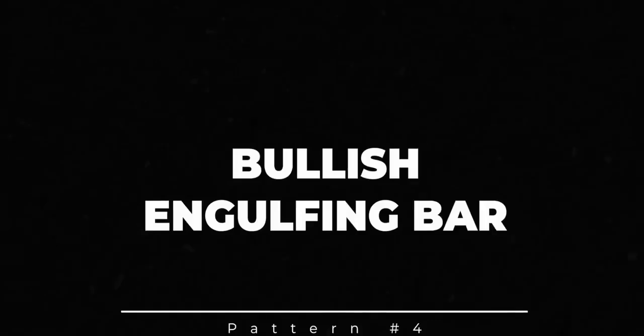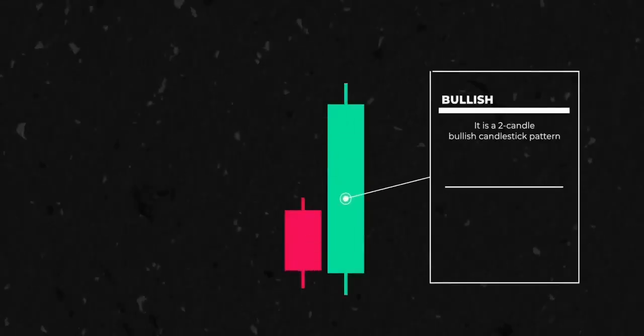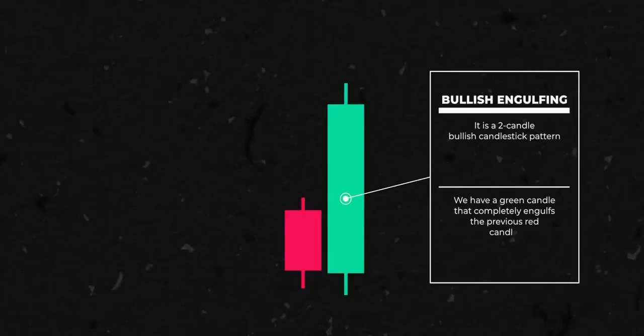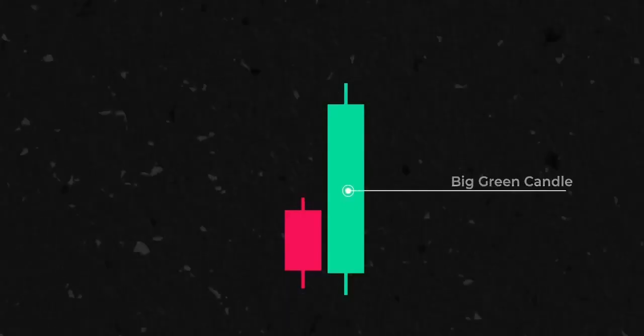Pattern number 4, bullish engulfing bar. A bullish engulfing bar is a two-candle pattern where a green candle completely engulfs a red candle before it. This means we first see a red candle. Then, the next candle is a big green candle that completely engulfs the red candle. The high of the green candle is higher than the high of the red candle. Similarly, the low of the green candle is lower than the low of the red candle.